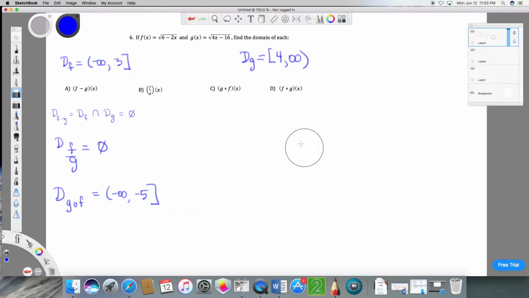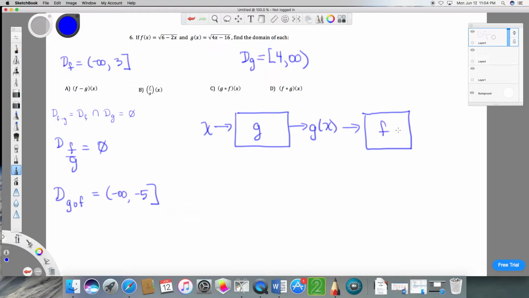Let's look at f composed with g. Now, we start with the function g. The output of g becomes the input for f. So two things have to be true in this function composition. X has to be in the domain of g, and g of x has to be in the domain of f.